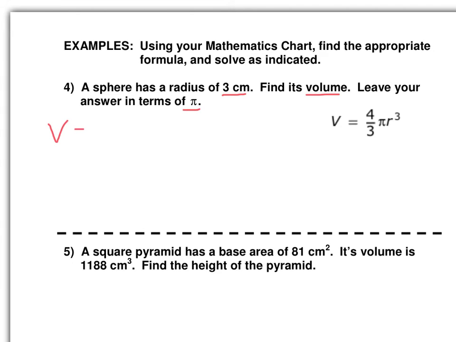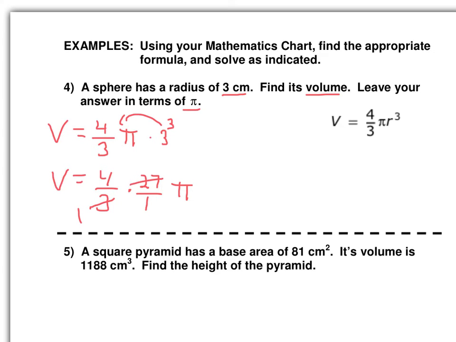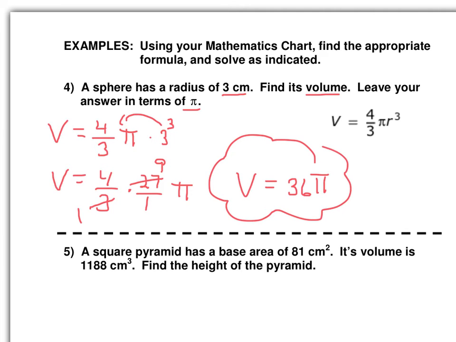So volume is equal to 4/3 times pi, and then the radius we said was 3, so times 3 to the third. I'm going to work the problem, and I'm going to rearrange it a little bit and put that over there. 3 to the third: 3 times 3 is 9, times 3 is 27. So this will be 27 over 1, and then pi. Then I cross reduce. 3 goes into 27 9 times, and then I multiply, and I get volume is equal to 36 pi. And that's going to be my answer.